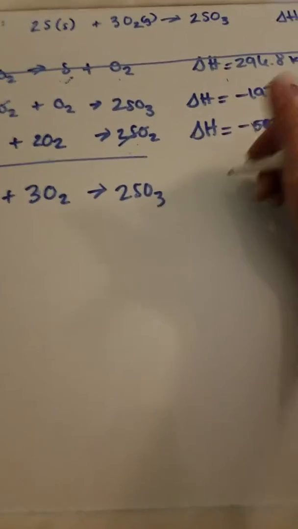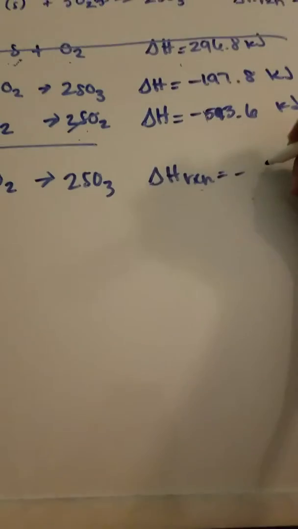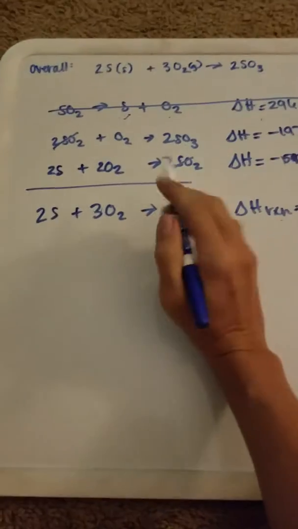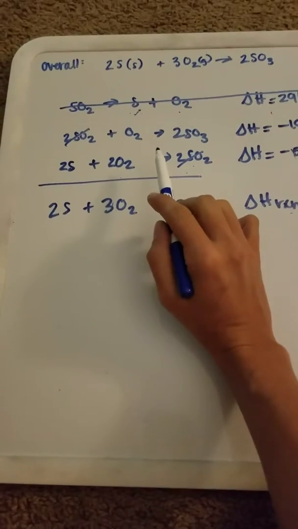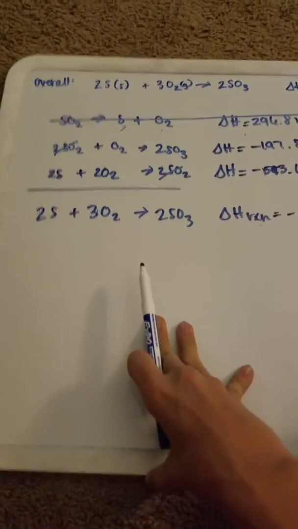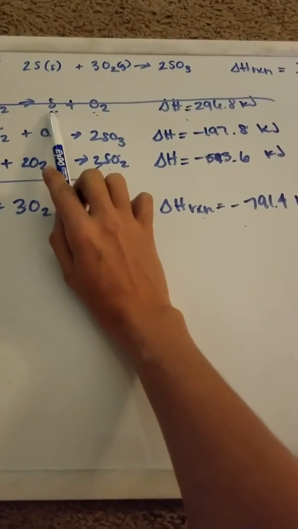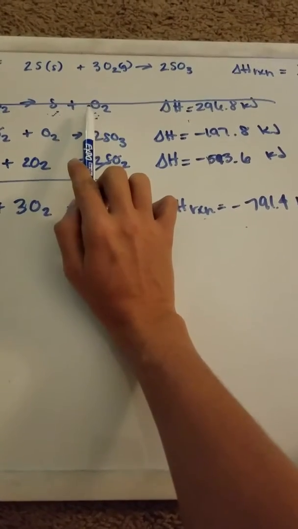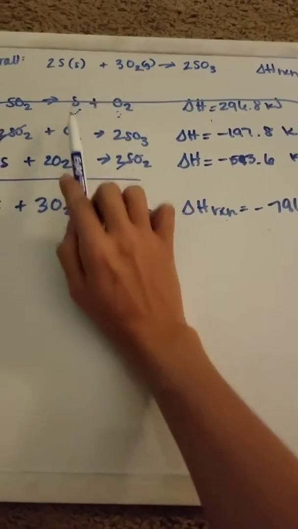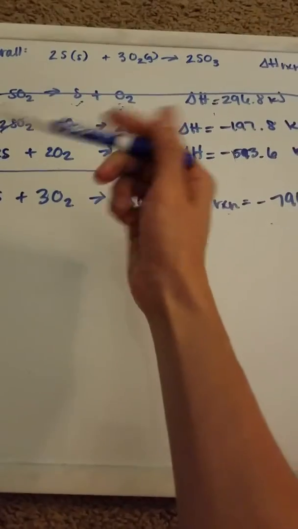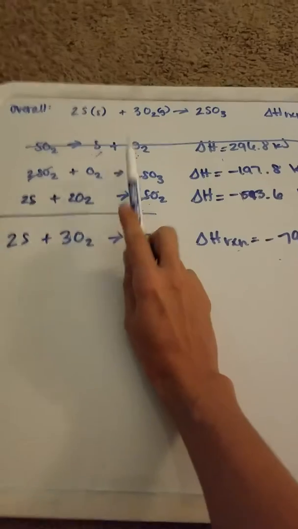Now we have to add these together too. So to get our delta H of the reaction is negative 791.4 kilojoules. So I said earlier, it doesn't matter which one you switch here. I chose wisely because I realized that these are my reactants in my overall, so I went ahead and got them on the reactant side. That's why I switched that one.